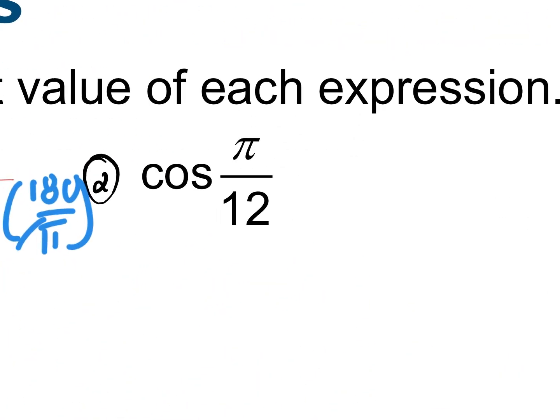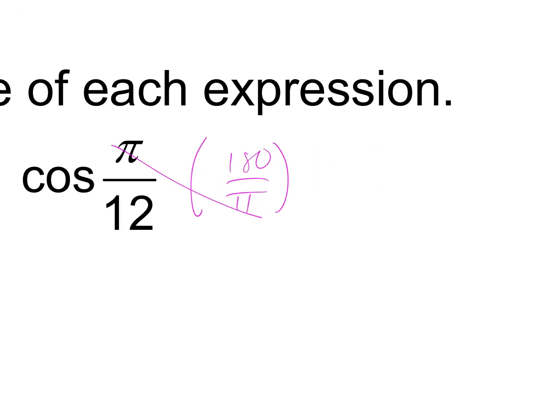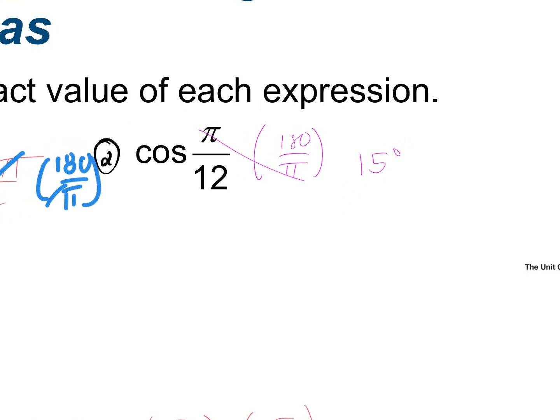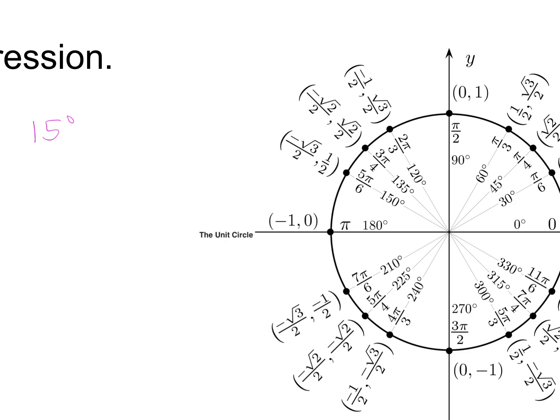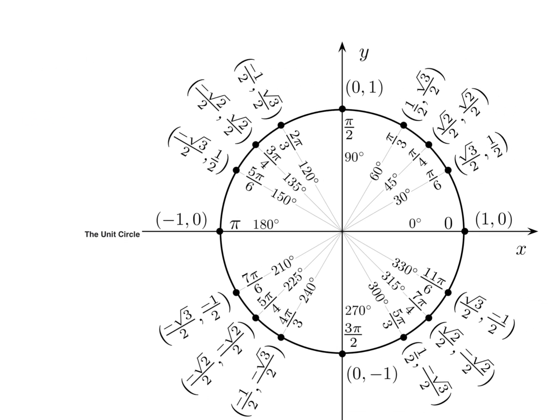Cosine of pi over 12. Well, first of all, let's figure out what pi over 12 is. So pi, those will cancel. What's 180 divided by 12? 15 degrees. So we're looking for angles on the unit circle that'll add or subtract to 15. There's a bunch of different combinations, guys. What's one of them? Add or subtract to give you 15. 45 and 30.